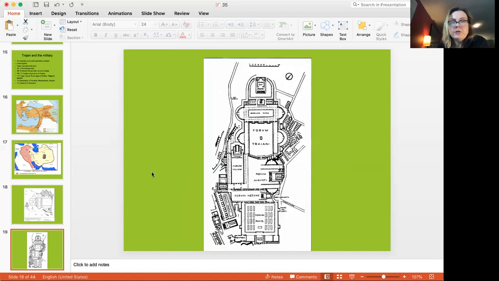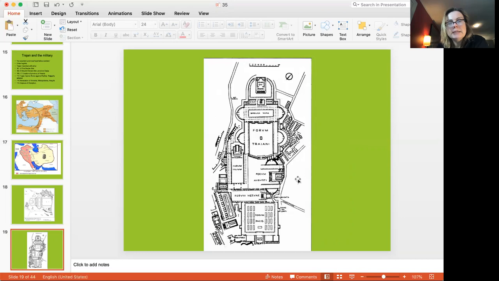Now, we have already observed that a number of Roman emperors have created their own forum. For example, here is the Forum of Julius Caesar. You recall the Temple of Venus. Here is the Forum of Augustus with the Temple of Mars the Avenger. Here is the Forum of Nerva, which began under Domitian, but Nerva completed it. Here is a Forum Pacis, the Forum of Peace under Vespasian.